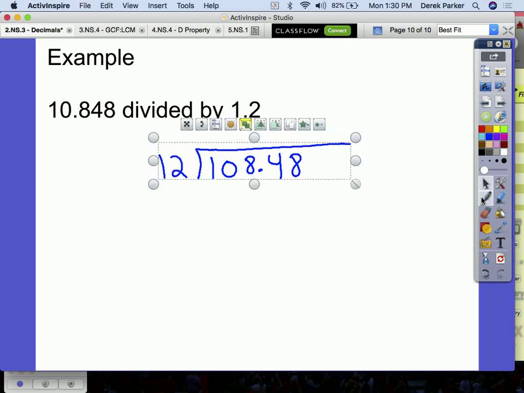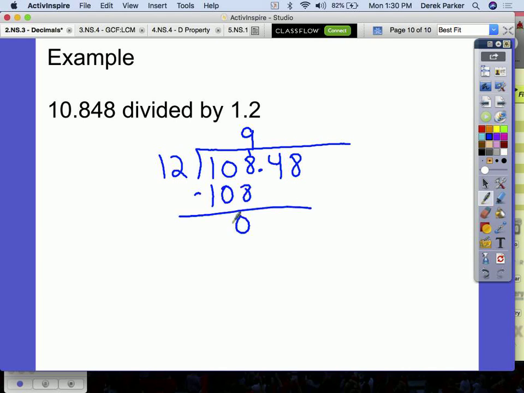Now let's divide. 12 will not go into 1. It will not go into 10, but it will go into 108 9 times. 9 times 12 is 108 with 0 left over. That decimal does not come down. I repeat, that decimal does not come down. You move it straight up into the quotient.